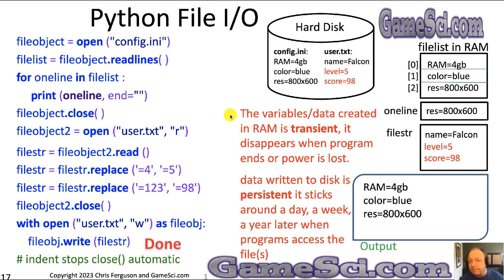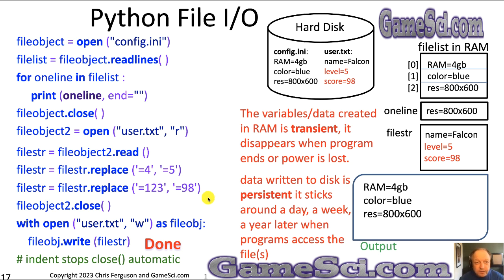To wrap this up, the variable data created in RAM memory is transient. It disappears when the program ends or power is lost. Data written to a disk drive is persistent. It sticks around a day, a week, a year later when programs run to access the data in the files.